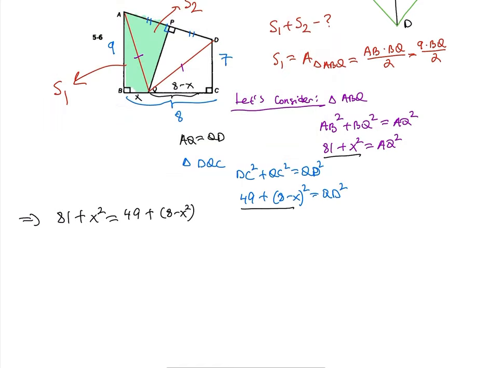Let's say subtract and open the bracket. It would be x square and x square would cancel each other, but I forgot something here. This is not 8x square, this is x square. So it would be just 81 minus 49. This is 32. Yeah, so 32 plus x square is equal to 64 minus 16x plus x square.